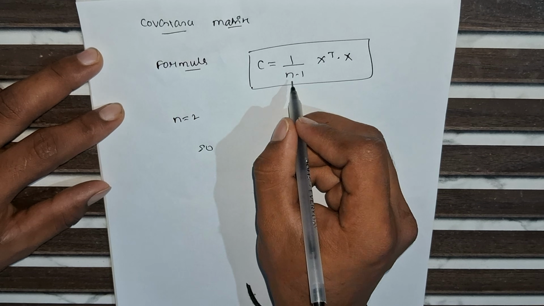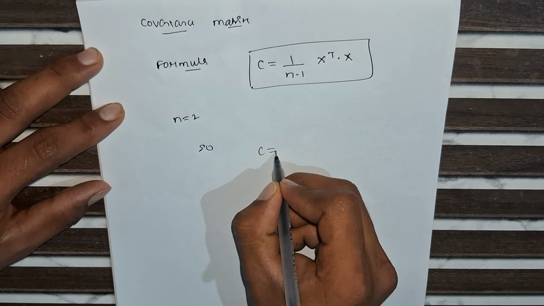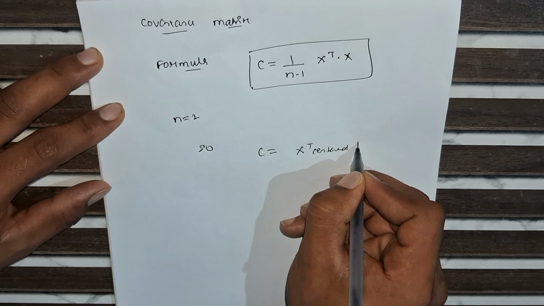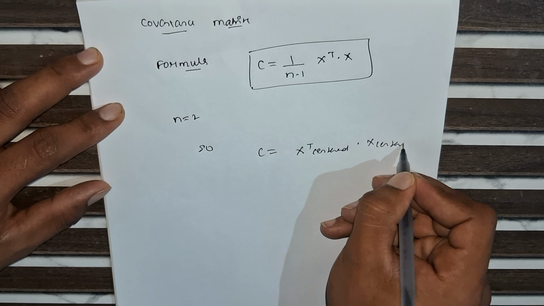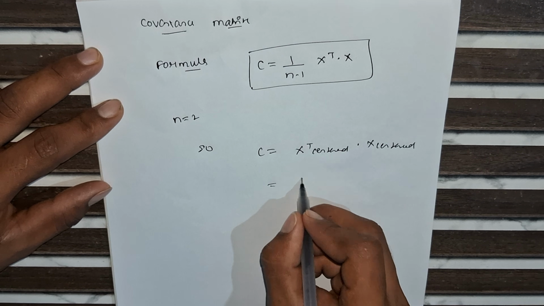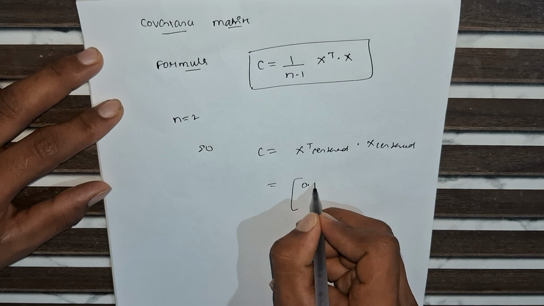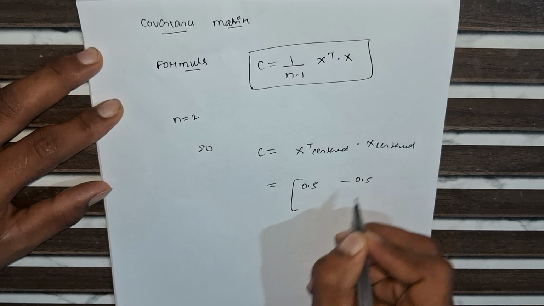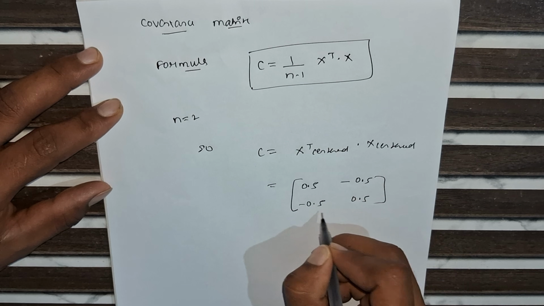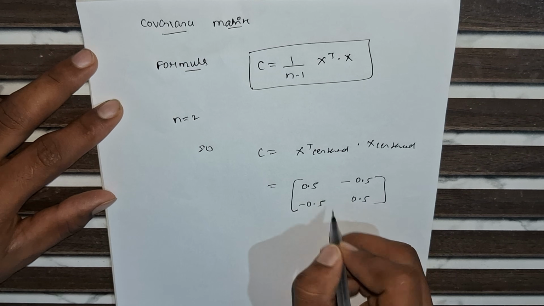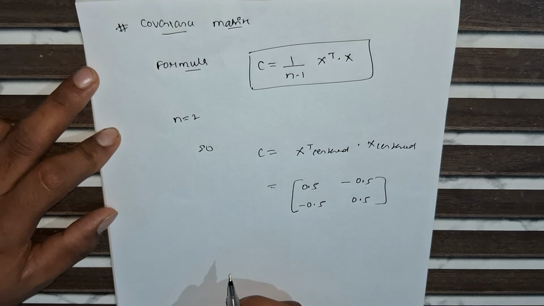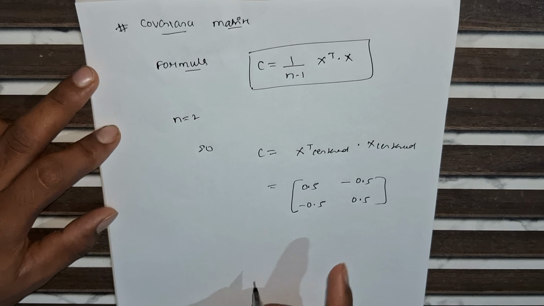So when you solve it, 2 minus 1 is 1. So C equals X transpose center into X center. So when you multiply it, it becomes 0.5, minus 0.5, and minus 0.5, 0.5. So this is our covariance matrix. Now what we have to find? We have to find the eigenvalues of this matrix.